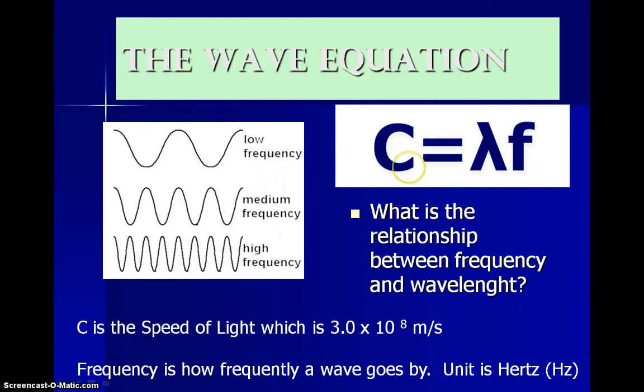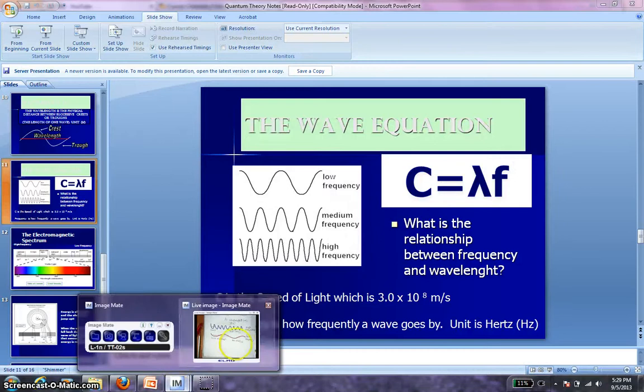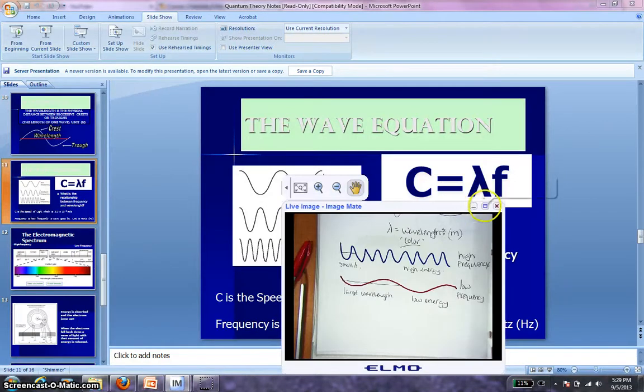The wave equation is that c, which is also known as the speed of light, is equal to wavelength times frequency. And the wavelength we already discussed is in meters. The frequency is in a unit that we call hertz, which is actually 1 over seconds. So I'm going to do a quick sample problem here using a wavelength of light, a quick sample problem with the wave equation.